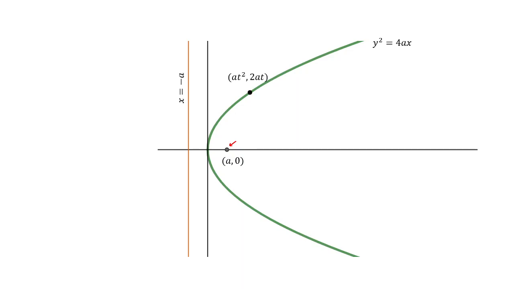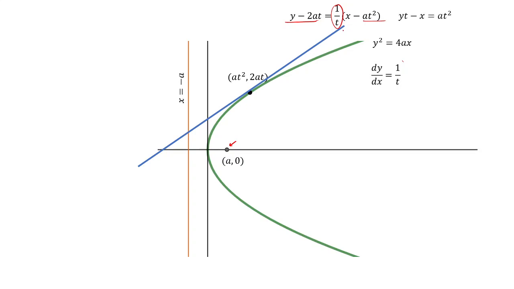So let's go into it. I can take a parametric point (at², 2at) on the parabola. I can differentiate the equation to get the slope of the tangent, and I can write a tangent. The equation of the tangent will have the slope and will be passing through this point. So that's why this kind of an equation. You can simplify this equation, and you have the tangent.